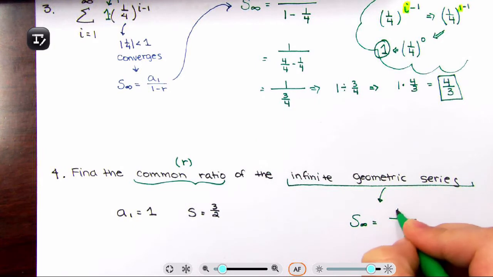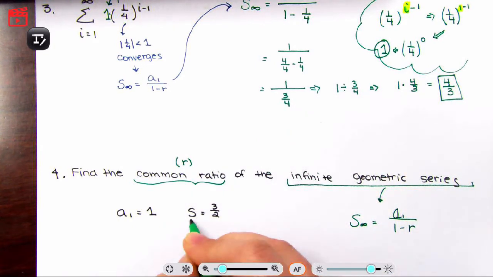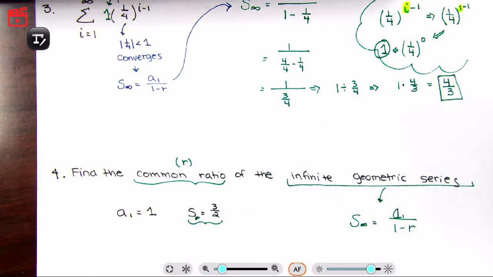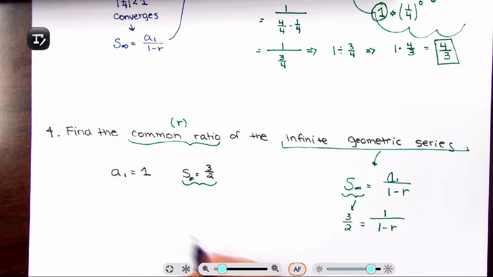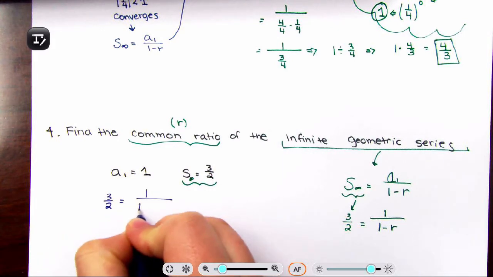This should be a sub 1 over 1 minus r. So S is your S of infinity, sub infinity if you want to call it that. So your S is 3/2. Your a sub 1, they tell you, is 1. And you're trying to solve for r. I'm going to go ahead and rewrite it here. There's a little bit more room. So 3/2 is equal to 1 over 1 minus r.